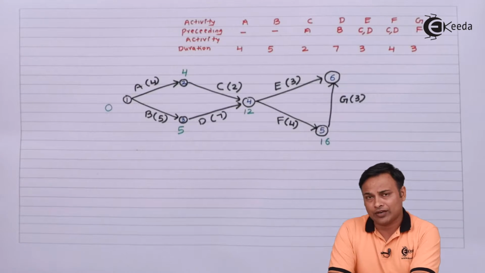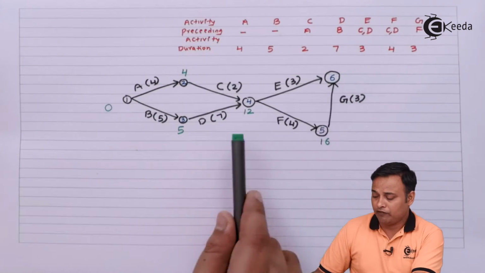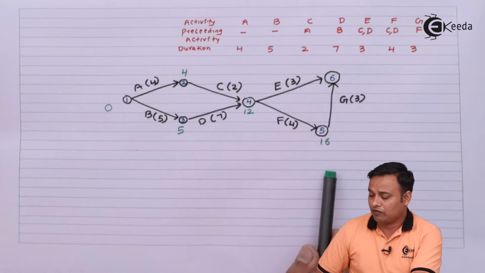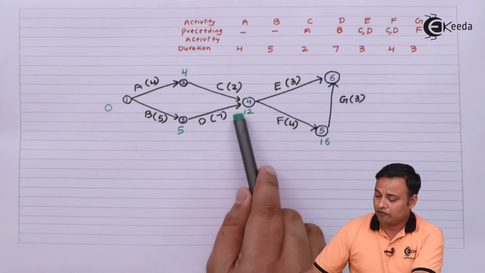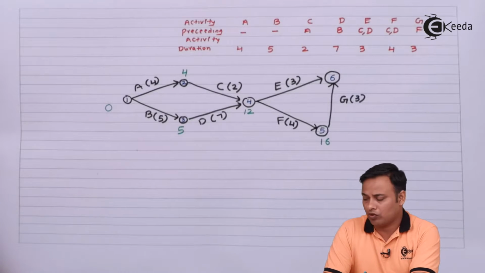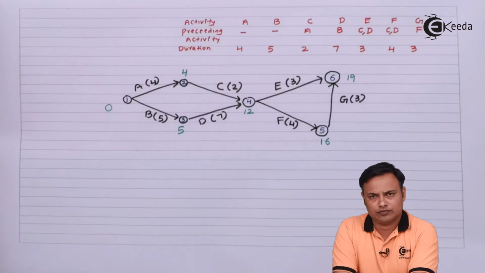Now at 6 I can come from two directions. I can go from 4 to 6. I can go from 5 to 6. If I go from 4 to 6, then 12 plus 3 gives 15. If I go from 5 to 6, it will be 16 plus 3, 19. So 15 or 19, whichever is more, it shall be 19. So 19 is the total time of the project.